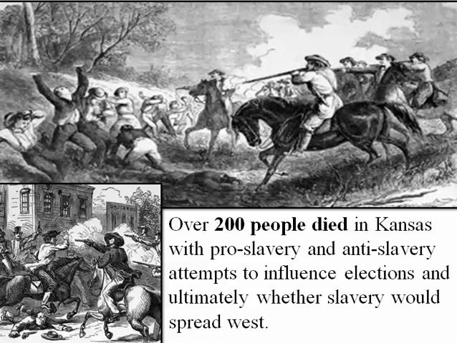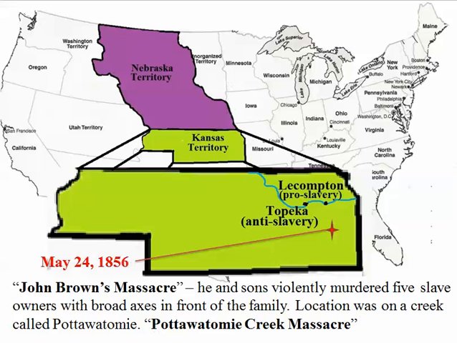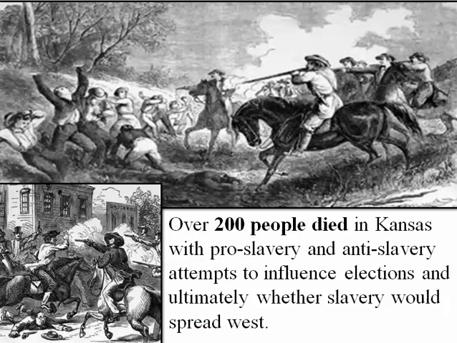In all, eventually Congress, after this long battle, is going to accept the Topeka, Kansas Constitution, anti-slavery, and so slavery is going to be outlawed in the Kansas Territory. But before it does, over 200 people are going to die in what's called Bleeding Kansas. This violence takes place between pro-slavery and anti-slavery attempts to influence elections there, and ultimately whether slavery would spread west.